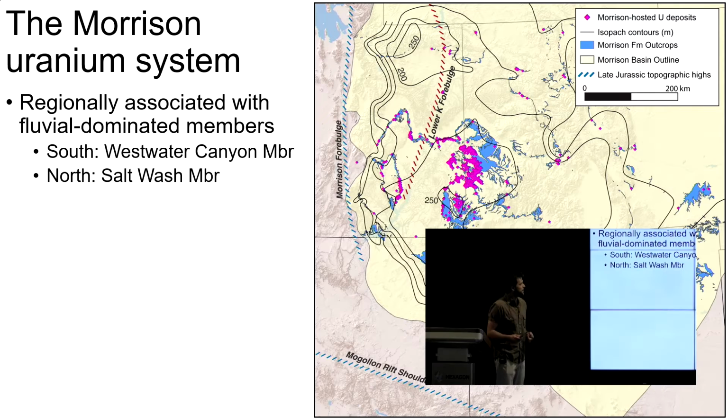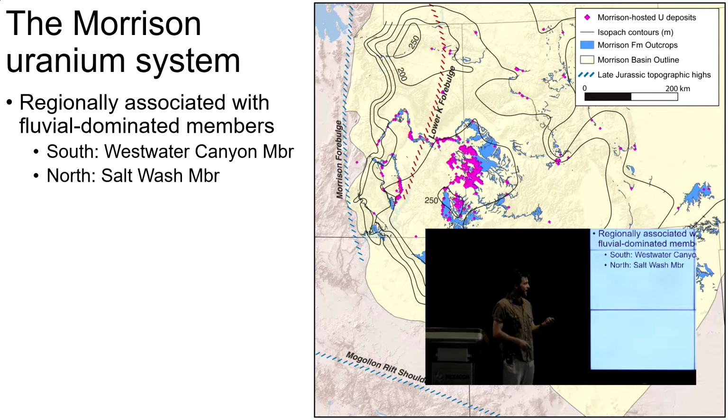So I'm going to jump right into the uranium system to begin with, particularly those Jurassic-hosted deposits that I showed earlier with those blue polygons. And those are hosted in the Jurassic Morrison Formation. The outline of the basin is shown in that yellow polygon there. There's an abundance of outcrops, mostly in the Four Corners states, shown with the blue.